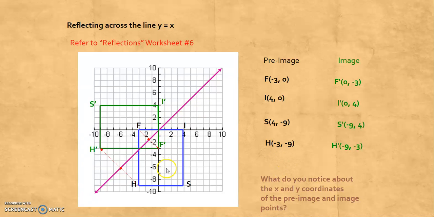And so here's the reflection of this quadrilateral across the line y equals x, and if you notice the coordinates, -3, 0 became 0, -3. The x and the y's got switched. So anytime you reflect an image across the line y equals x, all you really need to do is take your coordinates and flip them.